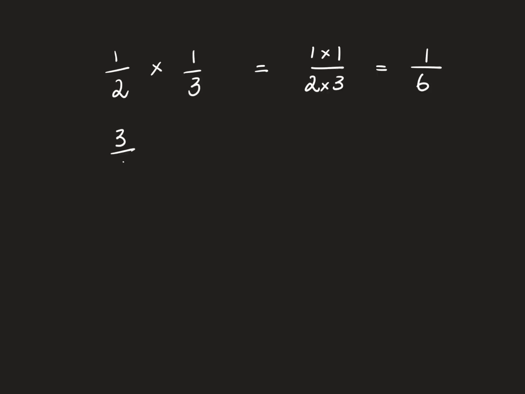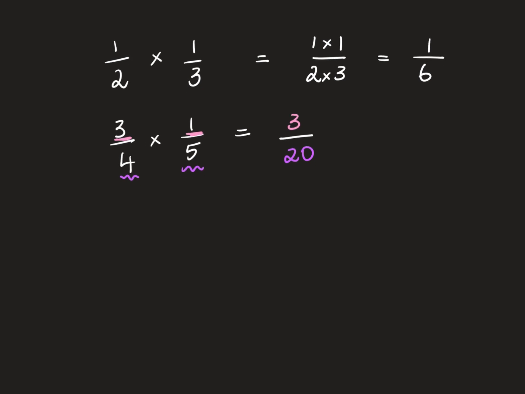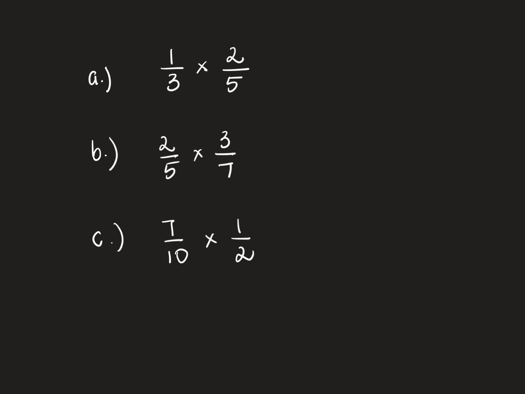If I've got 3/4 times 1/5, I multiply across the top. 3 times 1 is 3, multiply across the bottom, 4 times 5 is 20, and our answer is 3/20. This one here, 1/7 times 2/3, what do I do? Multiply across the top, 1 times 2 is 2, multiply across the bottom, 7 times 3 is 21. Here are 3 for you to do yourself. There's no tricks here. Just multiply across the top and multiply across the bottom.